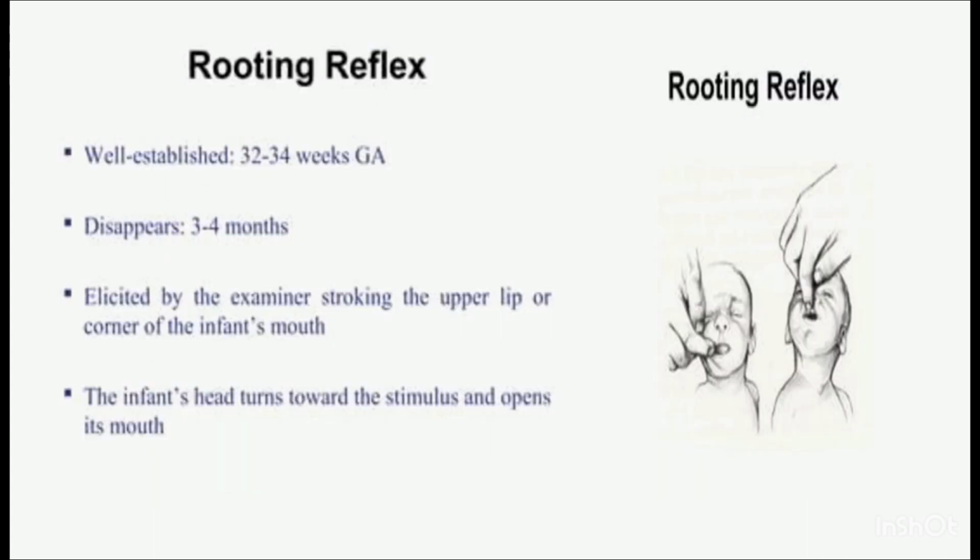Next is rooting reflex. Well established at 32 to 34 weeks of gestational age, it disappears within 3 to 4 months of birth. It is elicited by the examiner stroking the upper lip or corner of the infant's mouth. The infant's head turns towards the stimulus and opens its mouth.